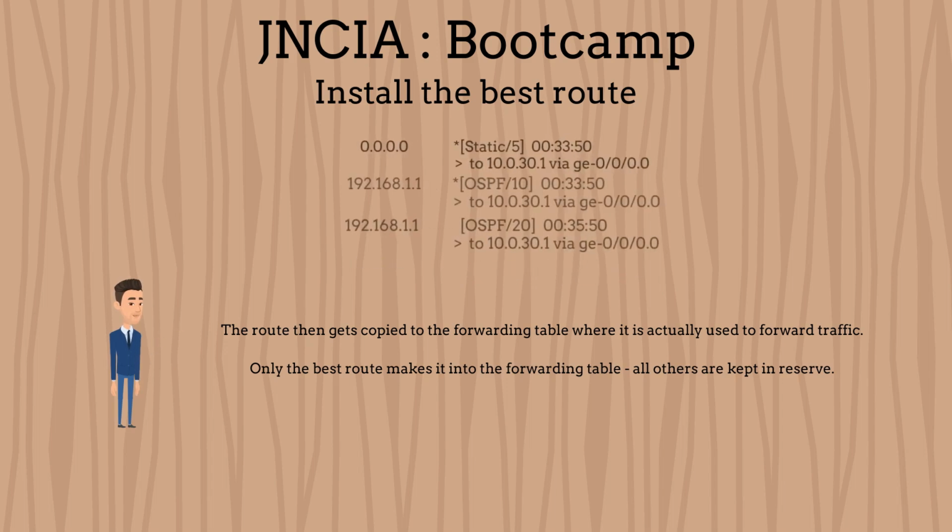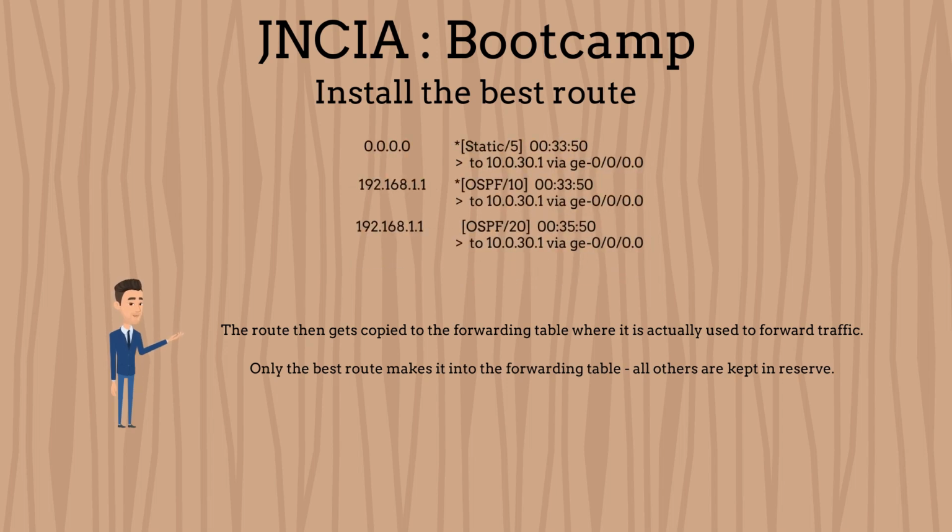In the above routing table, we note that there are two routes to 192.168.1.1. One of them has a star next to it and one doesn't. The one with the star is the preferred route and is the one that will be installed into the forwarding table.